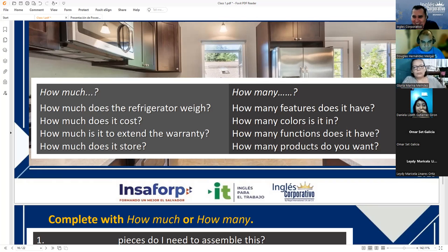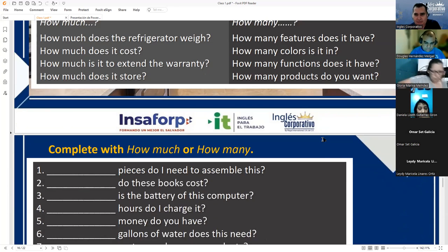All right, so, imagine. So teacher, stand up. Yeah, I will stand up. Okay, so how many features does it have? How many colors is it in? How many functions does it have? How many products do you want?